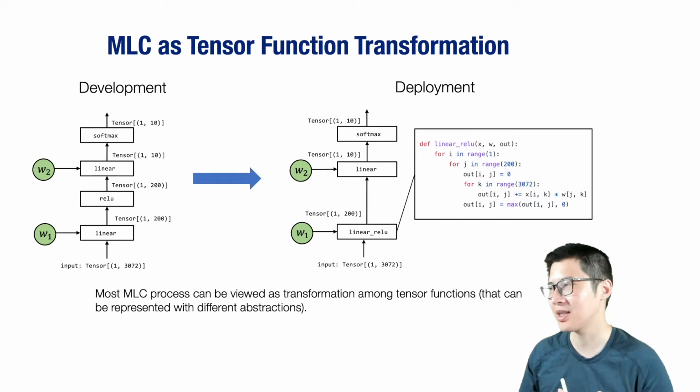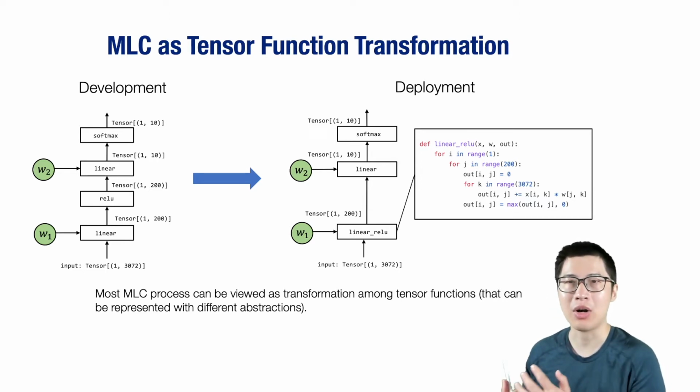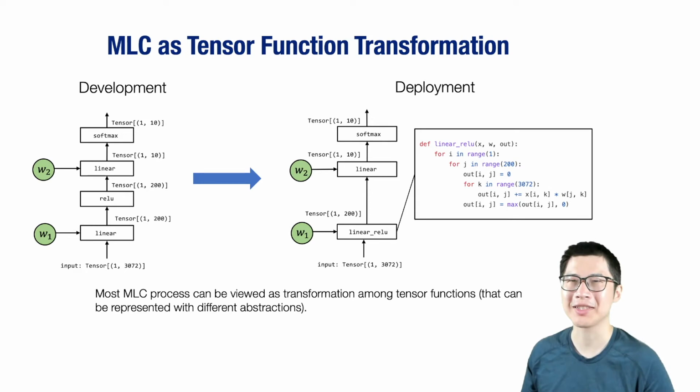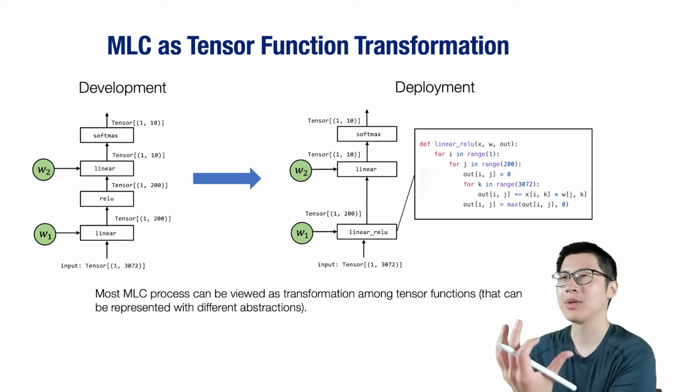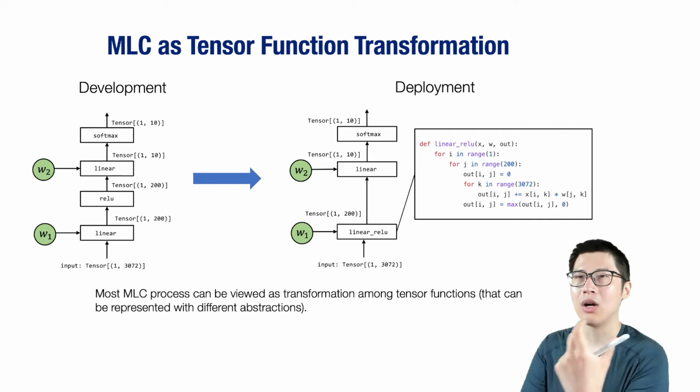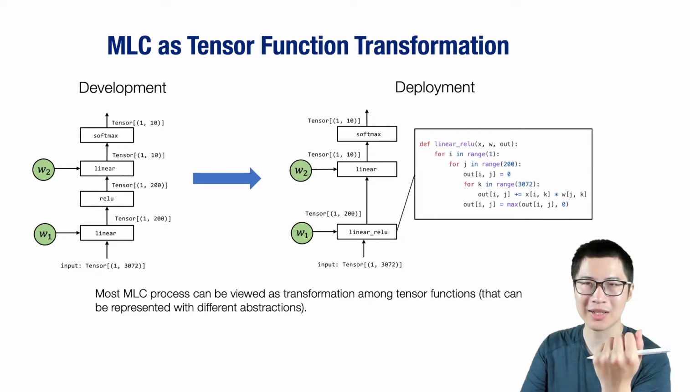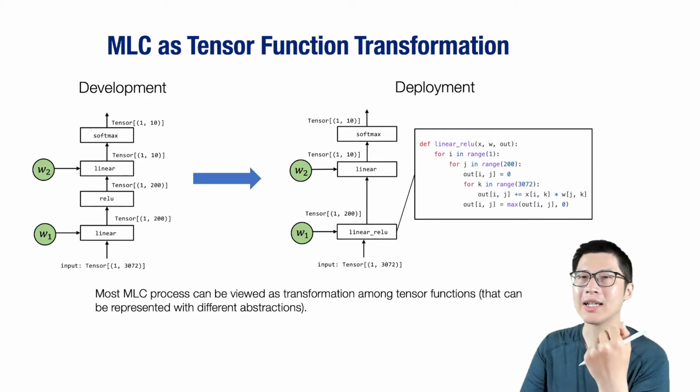Right? So MLC process is a process that tries to automate some of those things. And in order to do the automation, we want to kind of formalize it in a terminology that the machine also understands. Right? So from the machine's point of view, MLC is just transformations among tensor functions that can be represented using different abstractions. So in this particular case, we are transforming this computational graph of a two-layer neural network onto another end-to-end neural network, right? That contains a fused linear ReLU layer, and also supplying additional linear ReLU implementation in this case.